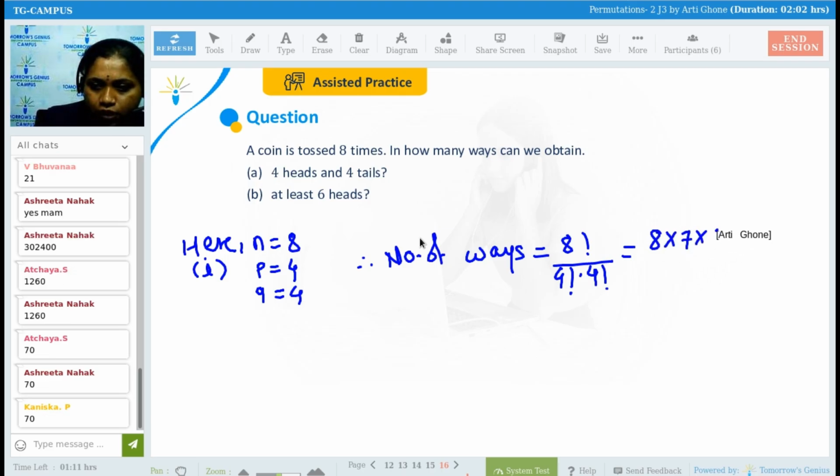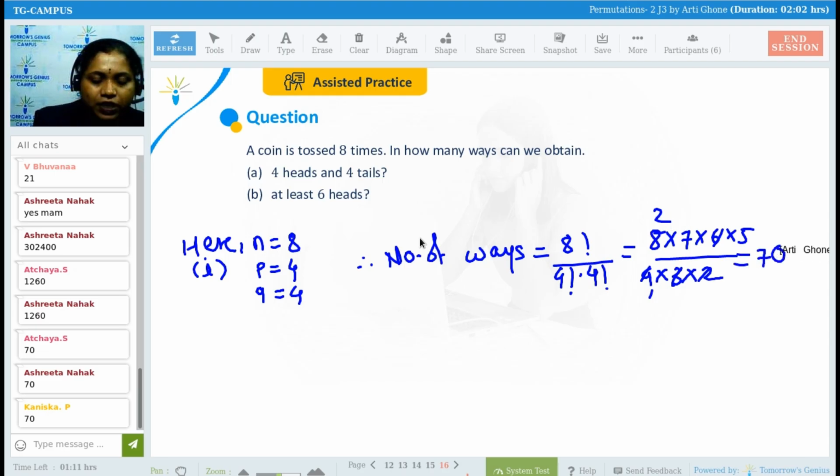8 into 7 into 6 into 5, 4 into 3 into 2, 3 to the 6, 2 to the 8, 5 to the 10, 70, right. So the first part is producing 70. Now what about at least 6 heads? What about at least 6 heads? Tell me the answer.